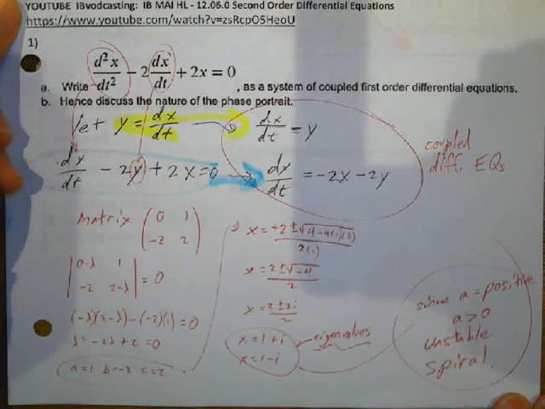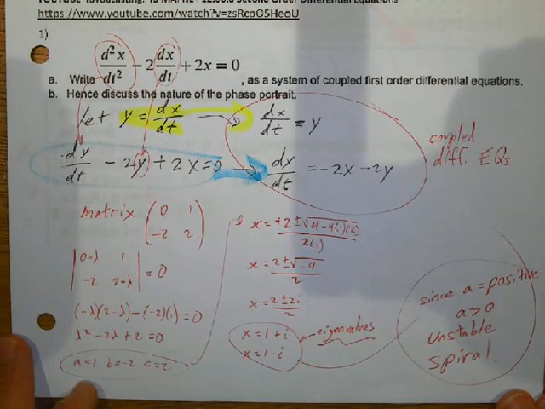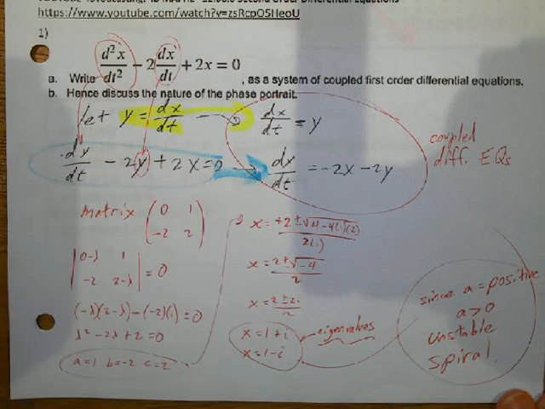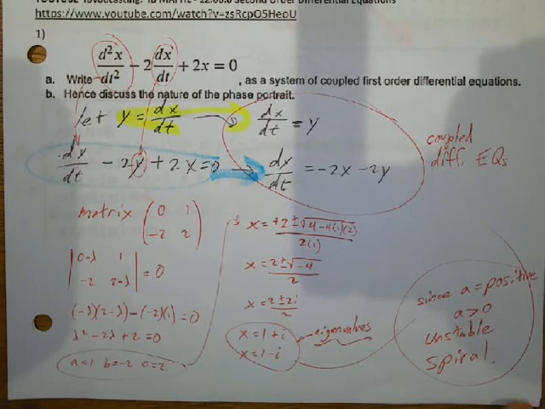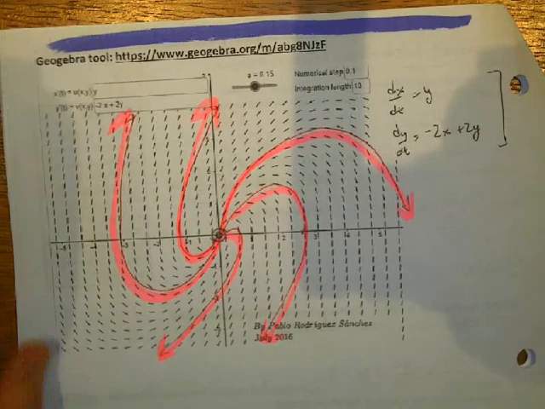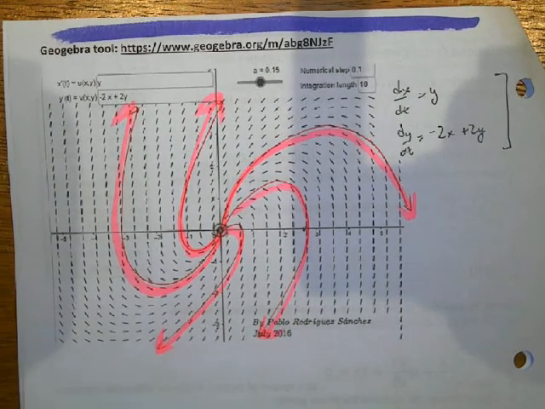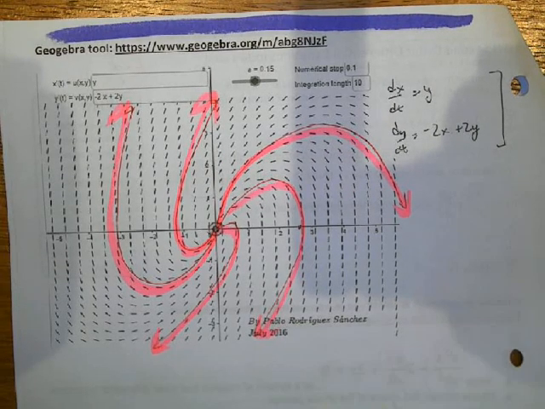This part is explained in great detail by IB Vodcasting, so I'm not going to explain this at all, because I want you to hear his explanation. You can hit pause if you want to copy my work because his handwriting is not so good. Then he talks about how, because of the A value being positive, we have an unstable spiral from the eigenvalues. Okay, so the next part is not IB Vodcasting. I'm going to go over it with you.